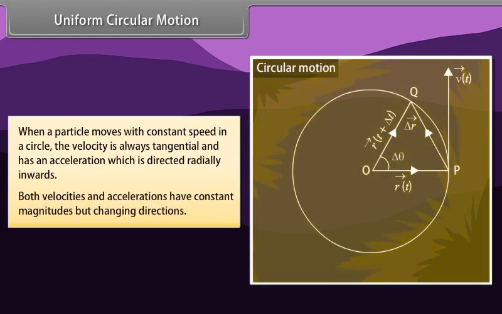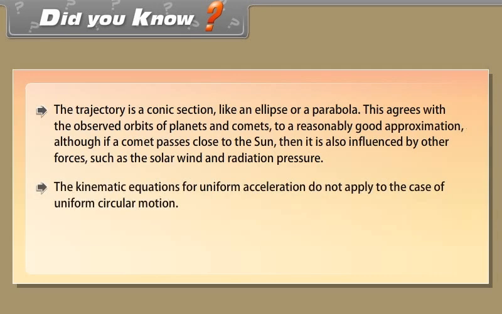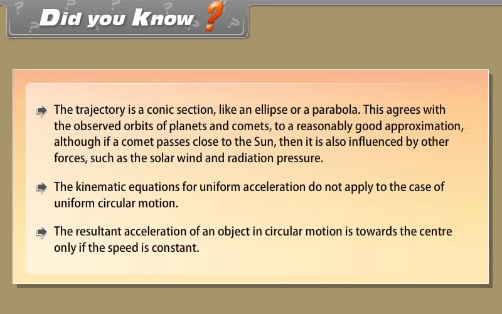Both velocities and accelerations have constant magnitudes but changing directions. Did you know the trajectory is a conic section like an ellipse or a parabola? This agrees with the observed orbits of planets and comets to a reasonably good approximation. Although, if a comet passes close to the Sun, then it is also influenced by other forces such as the solar wind and radiation pressure. The kinematic equations for uniform acceleration do not apply to the case of uniform circular motion. The resultant acceleration of an object in circular motion is towards the center only if the speed is constant.